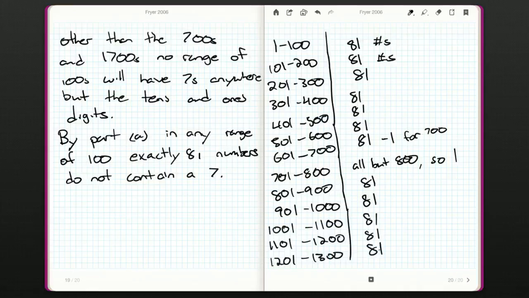Let's tally up what we have on this page right now. So 81 plus 81 plus 81. I can really just count them all up. There's going to be 1, 2, 3, 4, 5, 6, 7, 8, 9, 10, 11, 12 81s. Minus 1 for 700, plus 1 for 800. So that's going to be 972.